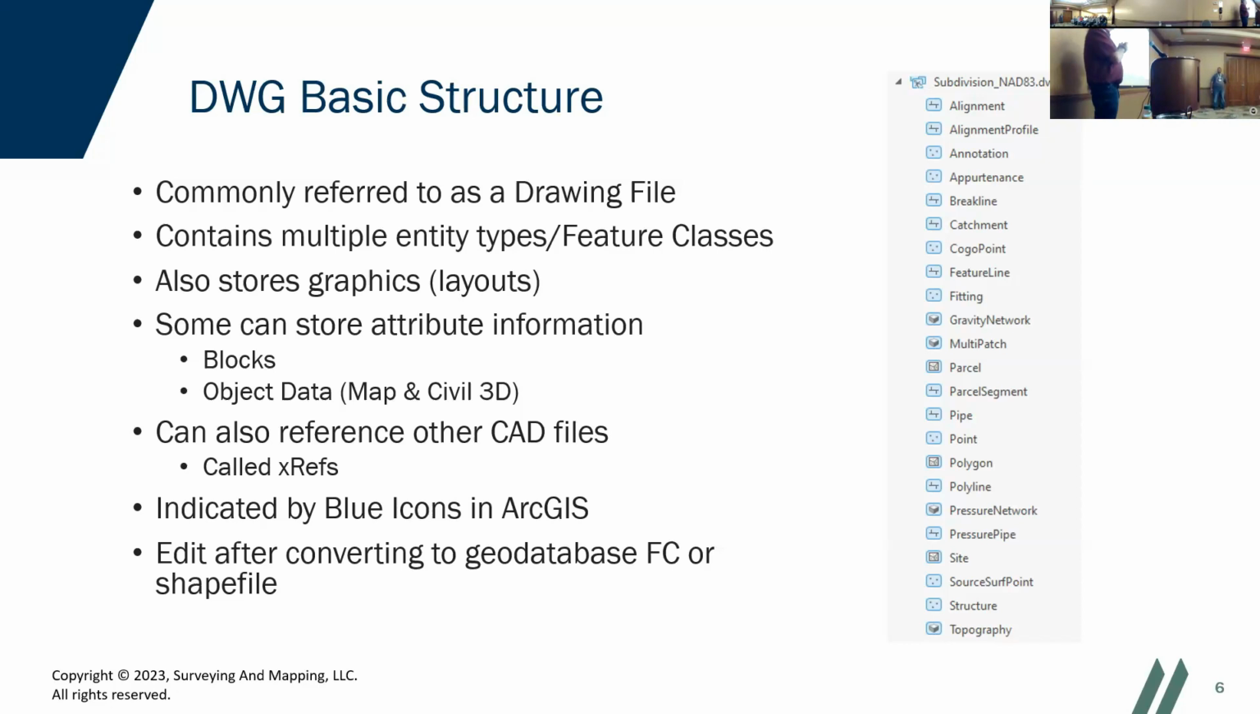Now, if you're running a higher vertical that's built on top of AutoCAD, like Map or Civil 3D, it also has the ability to create object data tables. These are like the attribute tables that we're used to, right?